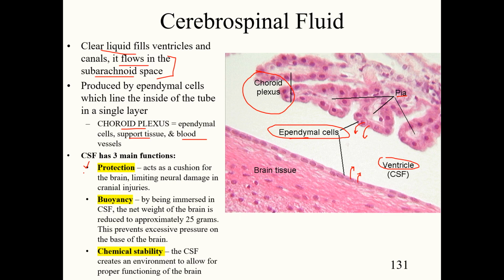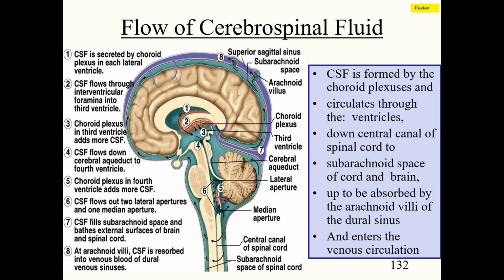And then chemical stability. The cerebral spinal fluid is constantly being created, so it's constantly washing the outside of the brain, floating across the outside of the brain, keeping the brain clean and free of disease and things like that, and making sure homeostasis is maintained.